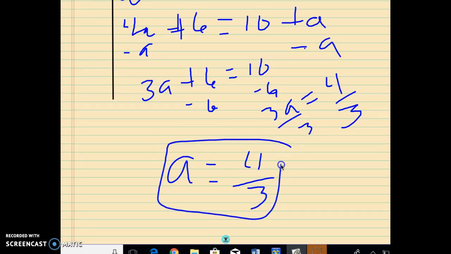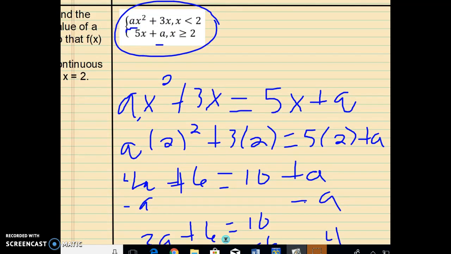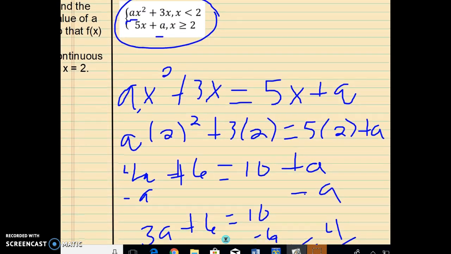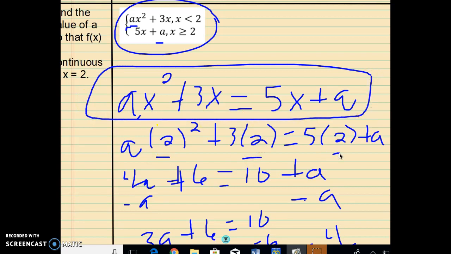So if a is 4/3, you are guaranteed that the top function is going to connect at 2. So basically, set the two pieces equal to each other, replace the x with the restriction or the point where they're telling you that it's supposed to be equal, and solve for a, and you should be done.